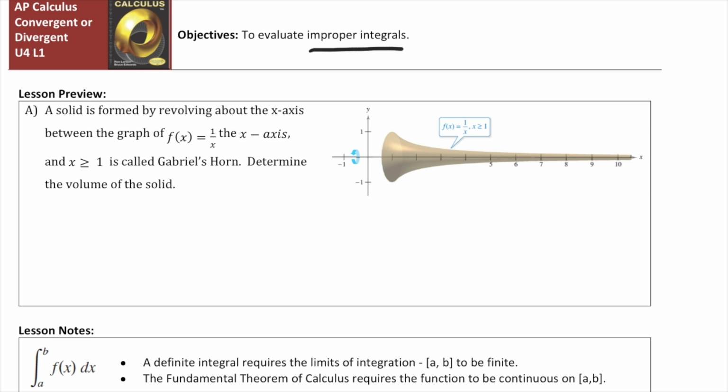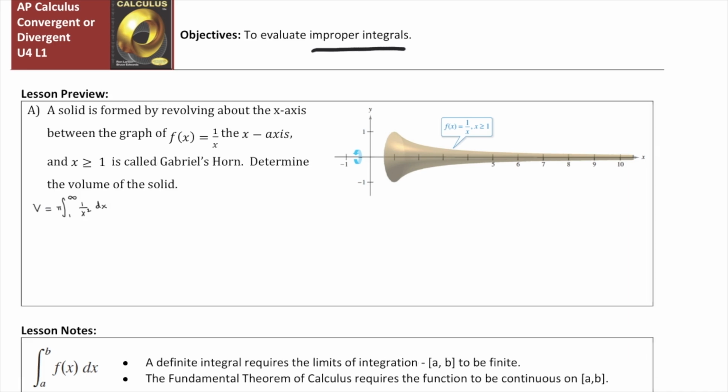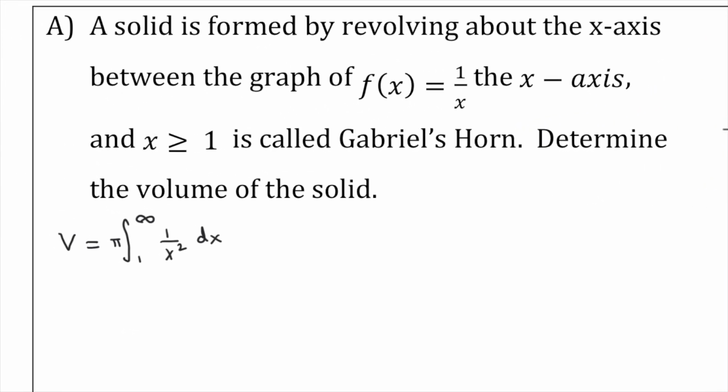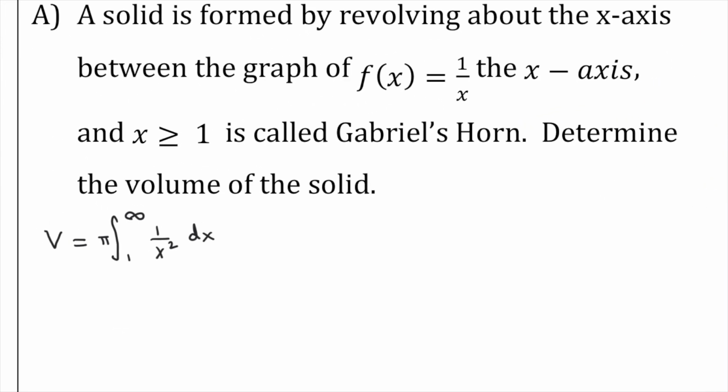Go ahead, take a look at question A in your lesson preview. Write out all your work, use the correct notation. Notice for this volume problem, you were rotating about the x-axis. You want to use dx when you write your integral. The endpoints are going from 1 to infinity. This is called an improper integral. And hopefully you used limits in order to set up your problem.